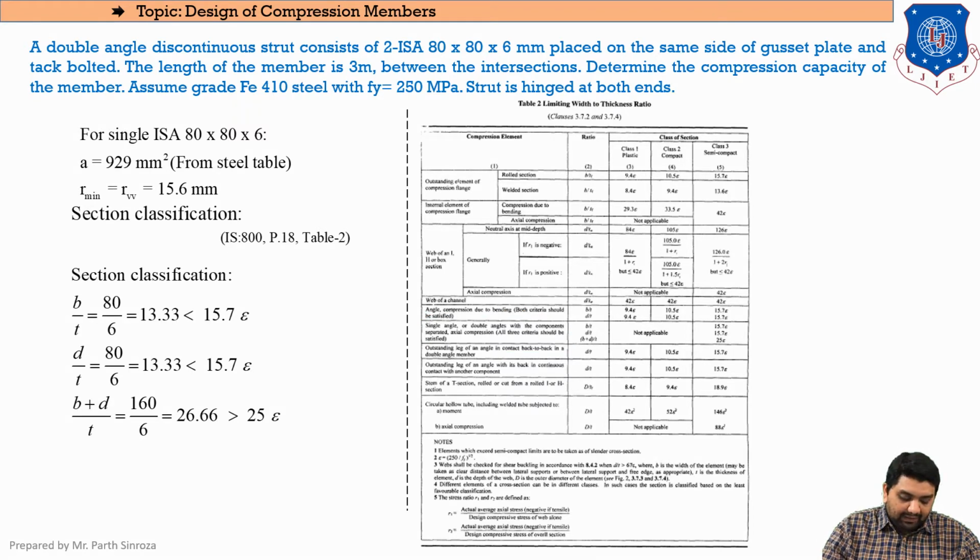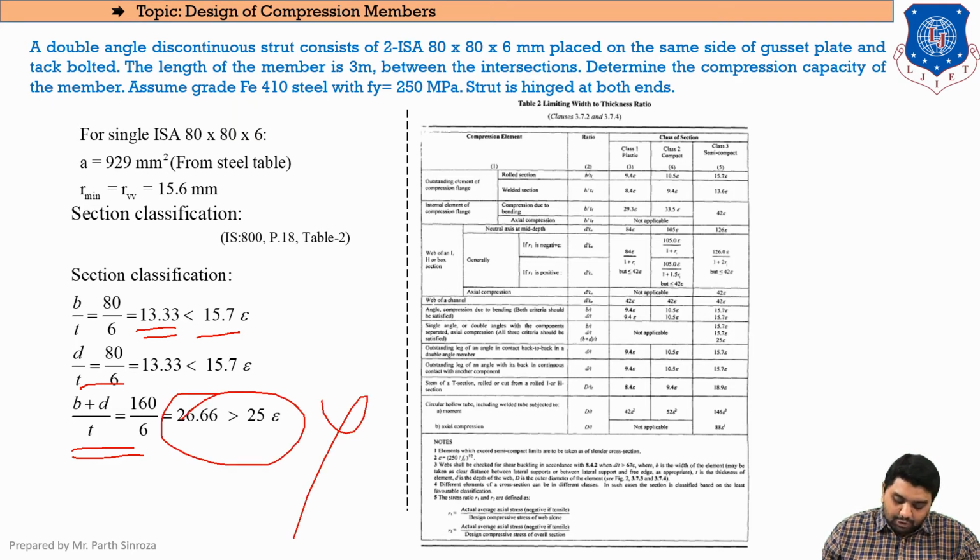So our value B by T comes out to be 13.33, that is less than 15.7 epsilon, so it is verified. The second term again will be verified, but the third term comes out to be 26.66, and as per our clause, the maximum value that it can attain is 25 epsilon, and in this case it goes beyond 25 and comes out to be 26.66.